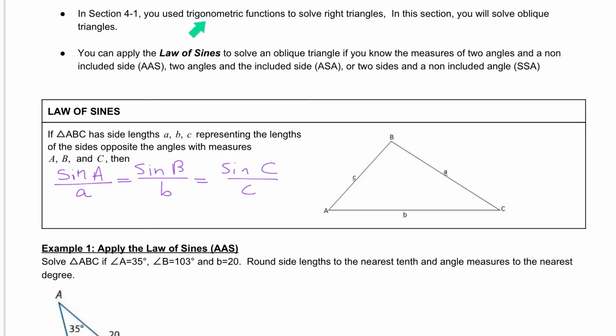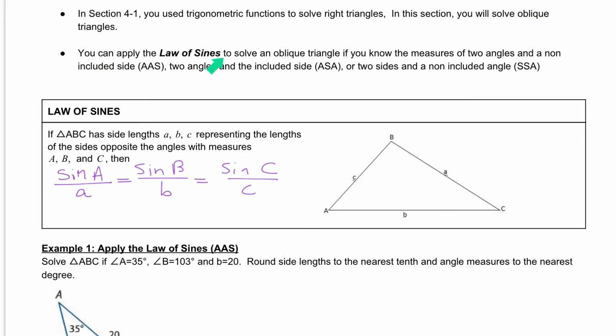In section 4.1, you use trig functions to solve right triangles. That was your SOHCAHTOA. In this section, you will solve oblique triangles. Oblique triangles are triangles that are not right triangles. So again, this means we're just trying to solve triangles that are not right triangles.